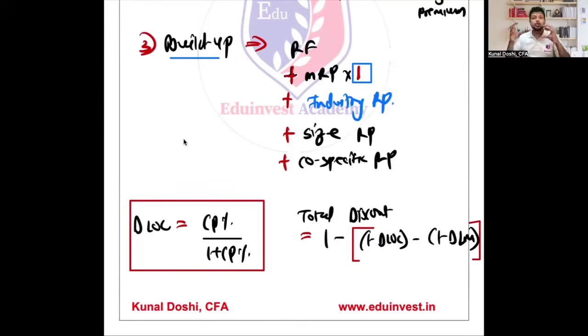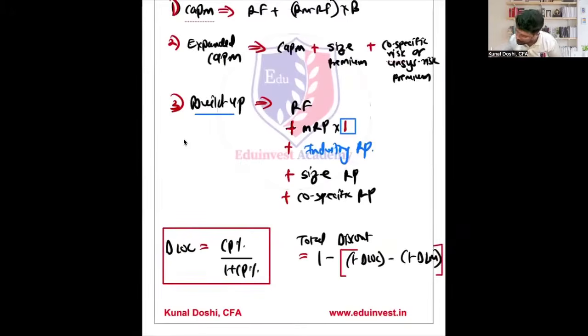Correct? Right? So let's say discount for lack of control is 20%, marketability is 13%. So it won't be 20 plus 13, it won't be 33, right? So it is going to be cumulative, correct? So this is going to be total discount, very important formula.